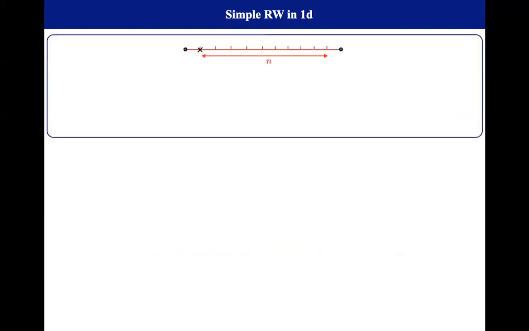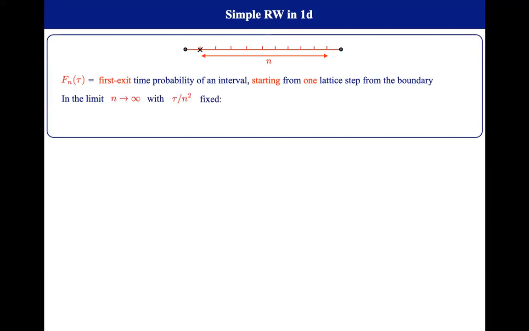So in this case, once you have visited n sites, because there are no holes in the domain, the problem is very easy. The only thing that you want to determine is the first exit time probability of an interval of size n, starting from one site from the boundary. And of course, this is a well-known quantity. You can in particular analyze this quantity in the large n limit with tau divided by n squared fixed, n squared because we have to do with regular diffusion here. And what you find is the following.